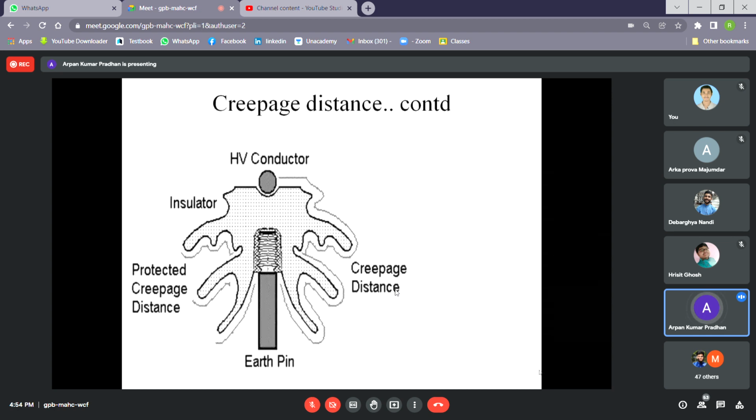If you consider that porcelain material, and you can measure the creepage distance, and you know the breakdown voltage of air, then based on that creepage distance you can get an idea what the flashover voltage of that insulator should be. So based on that you can calculate. Those who are designing this can say how much the puncture voltage is and how much the flashover voltage is for a particular insulator. Okay, sir. Is it clear?